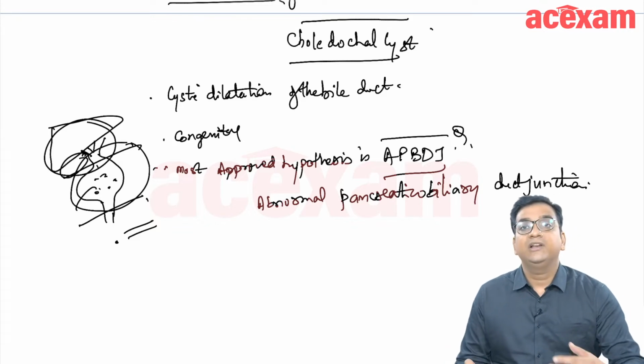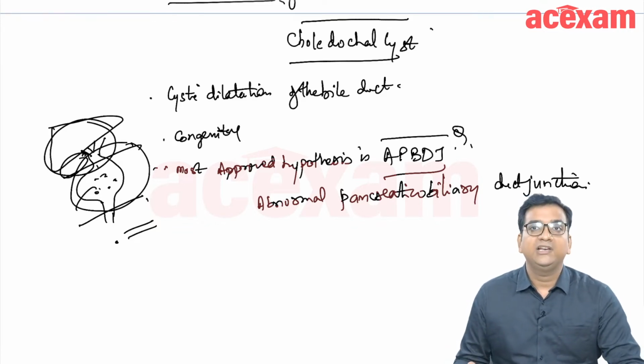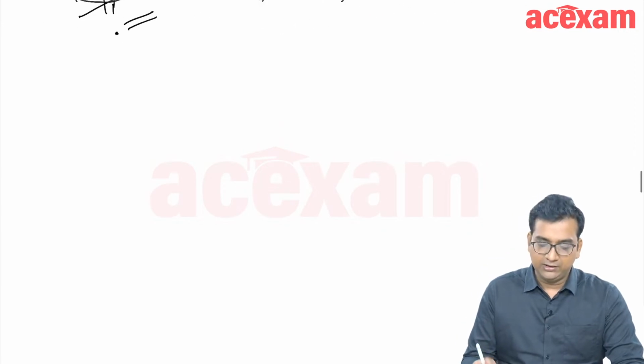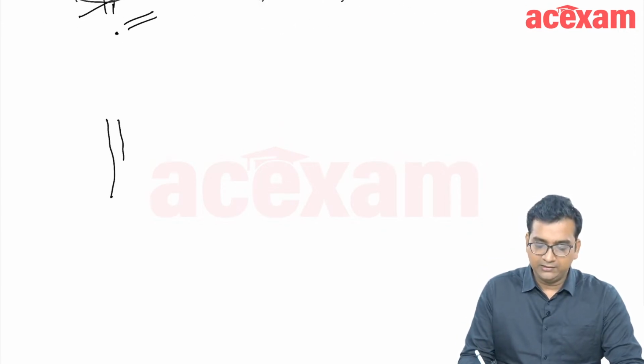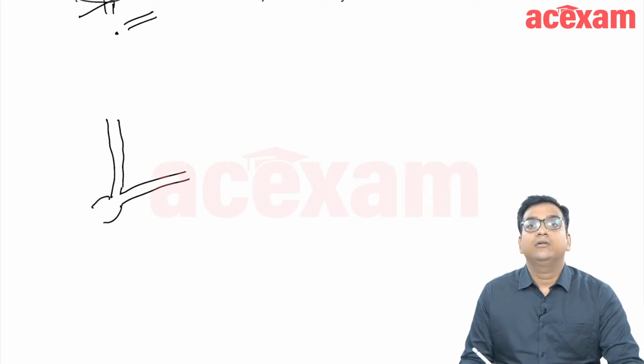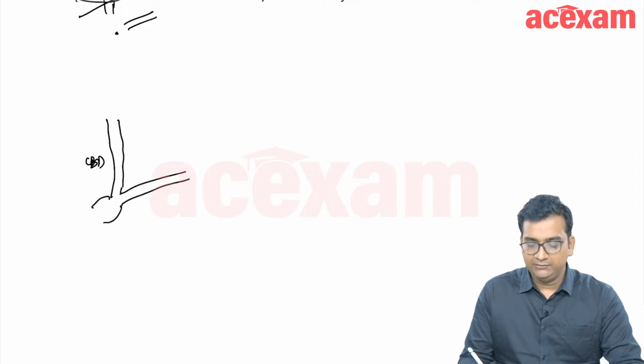Now, before that, we'll have to understand what is a normal pancreaticobiliary duct junction. So, see, this is a normal bile duct. This bile duct is joining the pancreatic duct like this, and then they are forming ampulla. This is CBD and this is PD.